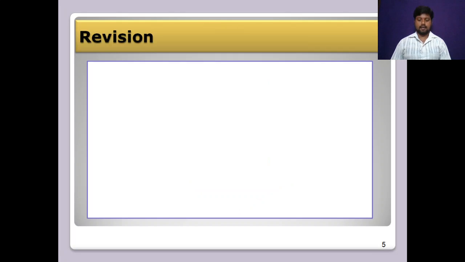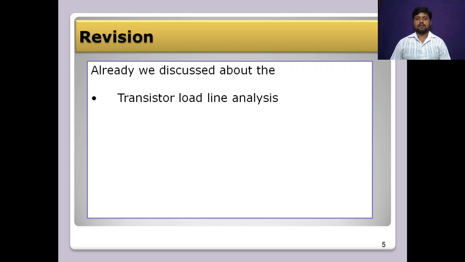In the earlier class, we have already discussed transistor load line analysis, that is AC load line and DC load line, drawing the AC load line and DC load line, and selection of the operating point, that is the quiescent point or Q point, by using these AC and DC load lines. The operating point is the intersection point of the AC load line and DC load line.